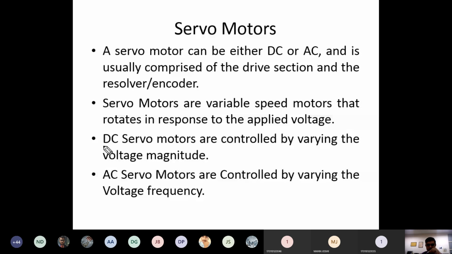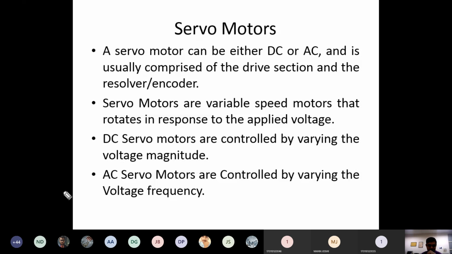Then DC servo motors are controlled by varying the voltage magnitude. So based on the applied voltage, it works. This is a DC servo motor. Then AC servo motors are controlled by varying the voltage frequency. So remember these two words: a DC servo motor is controlled by the voltage magnitude, and an AC servo motor is controlled by the voltage frequency.